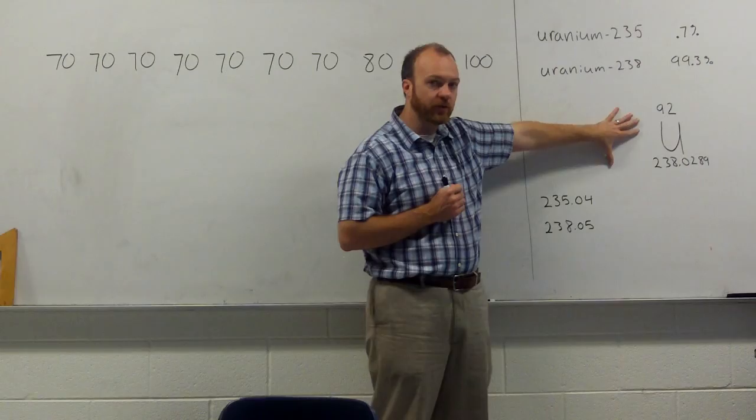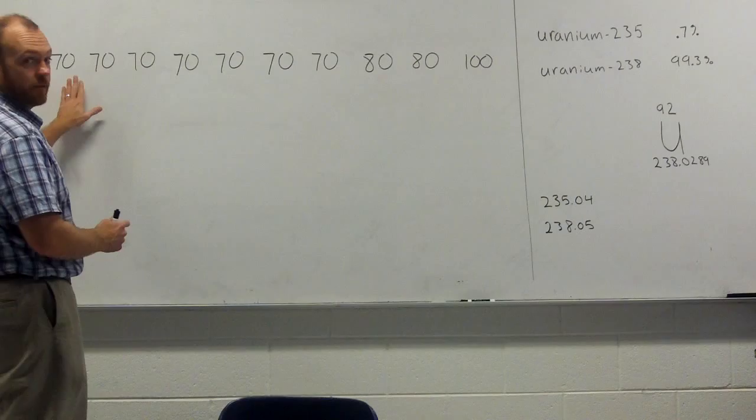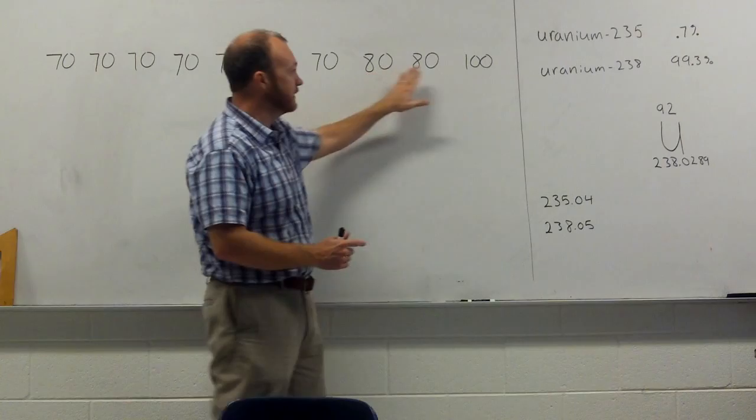So let's say some members of a class took a test. And to keep the numbers easy, we're going to have 10 members in our class. And for those 10 members, 7 of them made a 70, 2 of them made an 80, and 1 of them made 100.